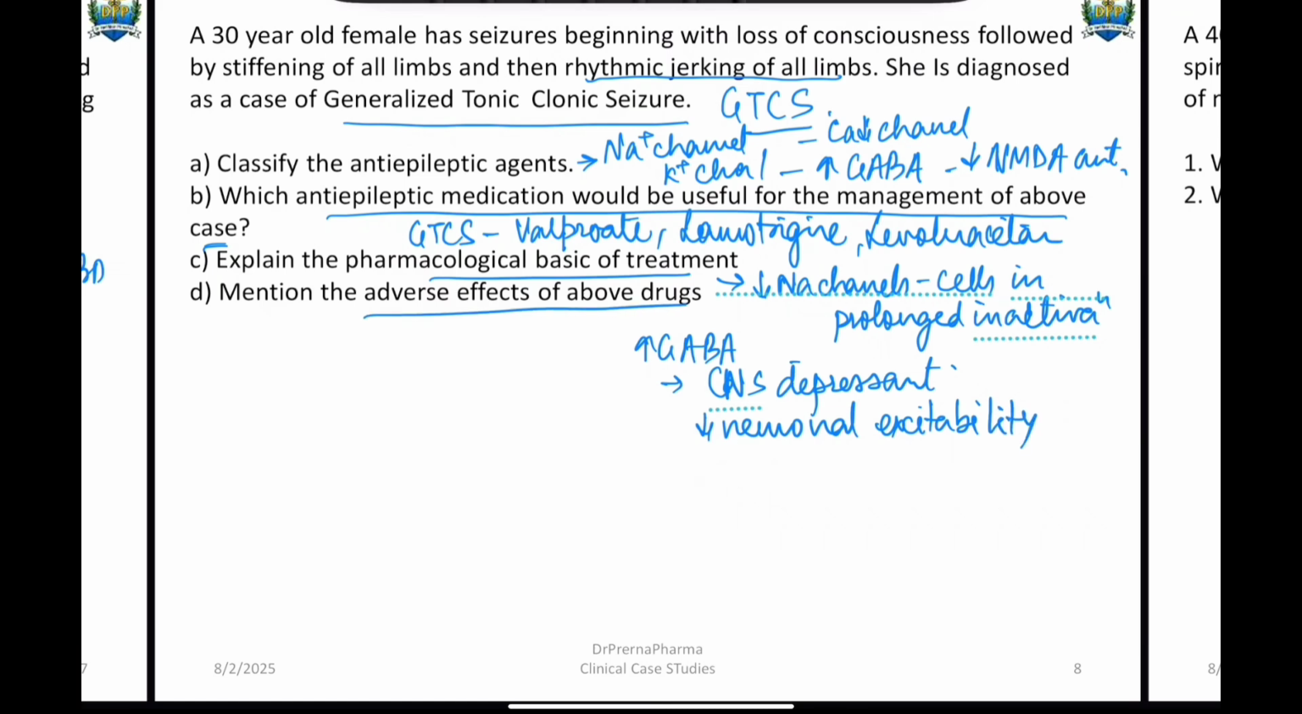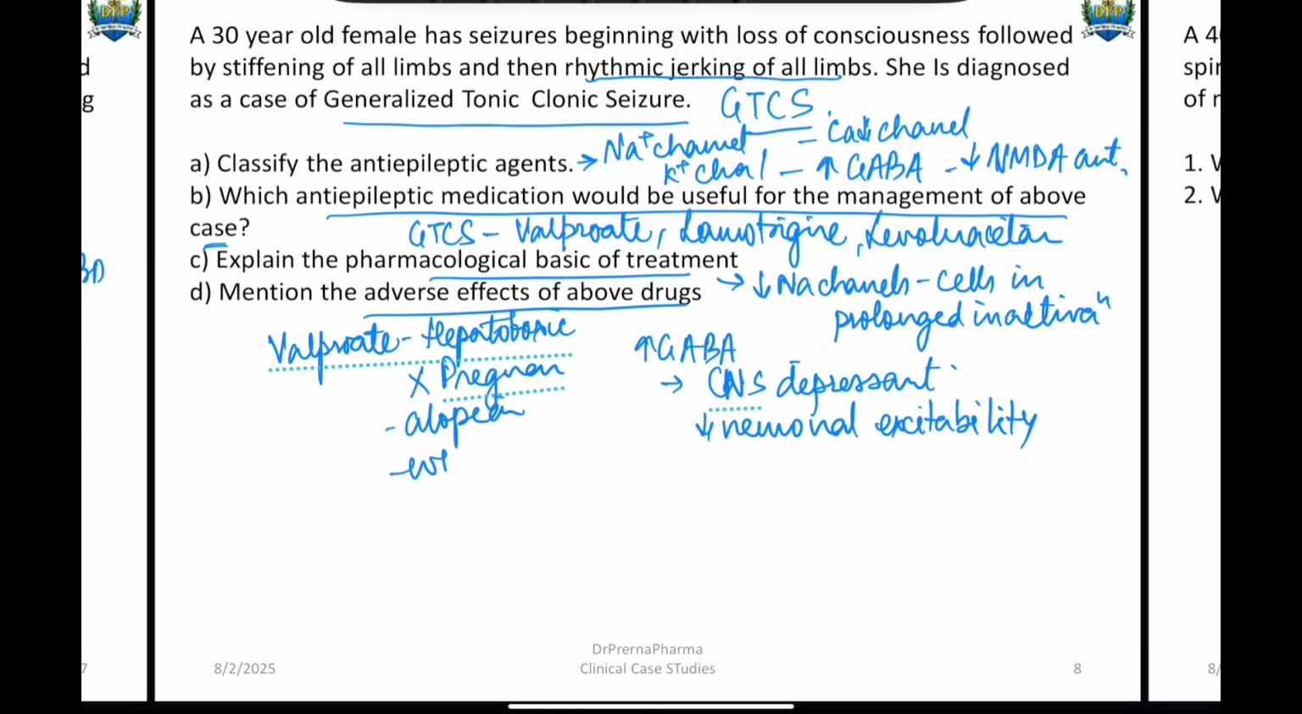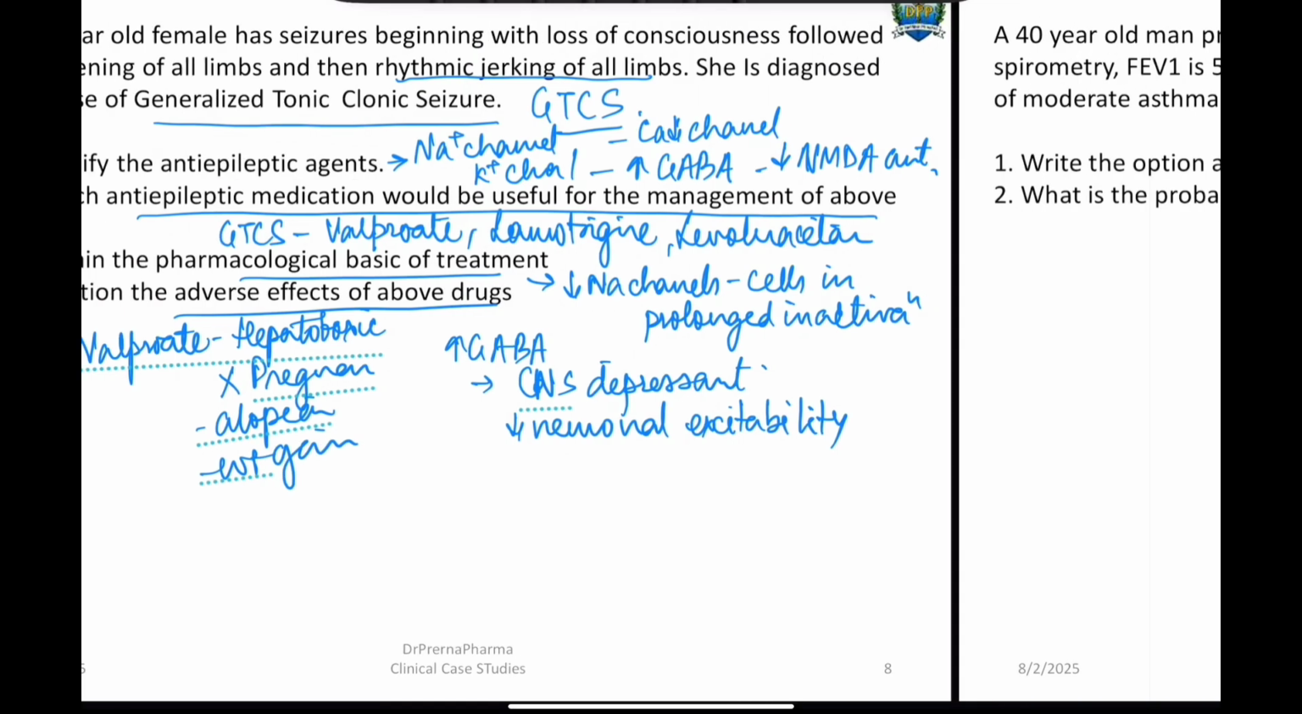Mention the adverse effects of these drugs. So in adverse effects, for valproate you can write that it is hepatotoxic, and it is contraindicated in pregnancy. Then it causes alopecia, weight gain, all these adverse effects are there with valproate.